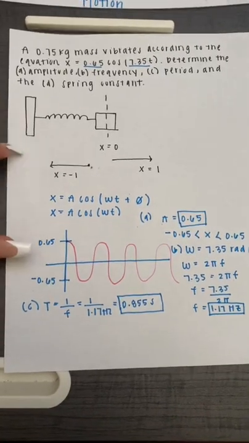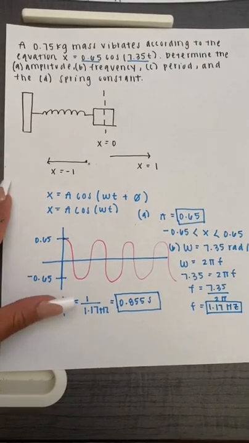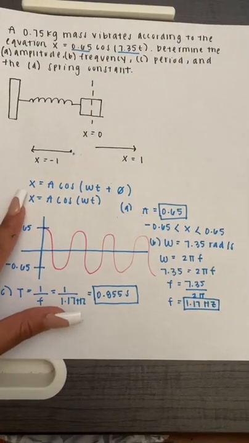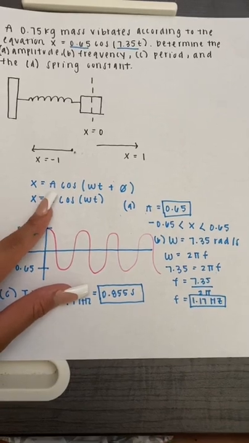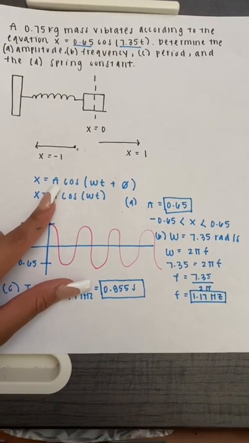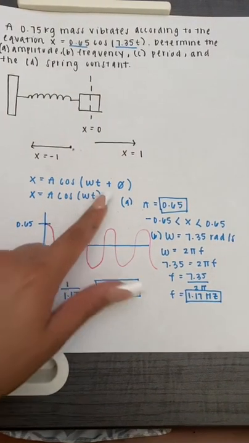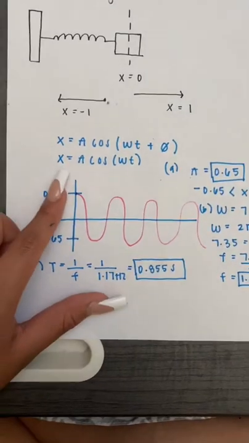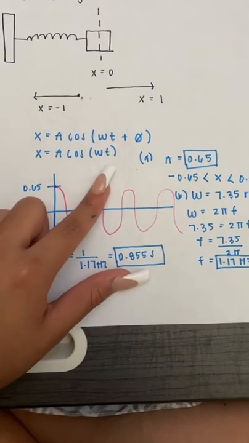I drew a little diagram here just for a basic understanding of what is going on. And this is the equation we are going to use to solve for these answers. This states that the current displacement is equal to the maximum displacement, which is the amplitude, times cosine omega t. And sometimes it does have a phase angle, but in this problem it doesn't. So we're actually going to be using this equation here, which is x equals the amplitude times cosine omega t.